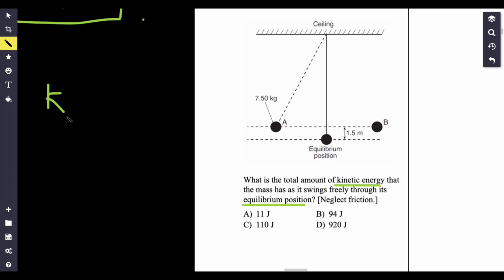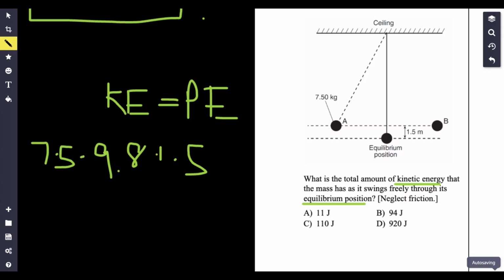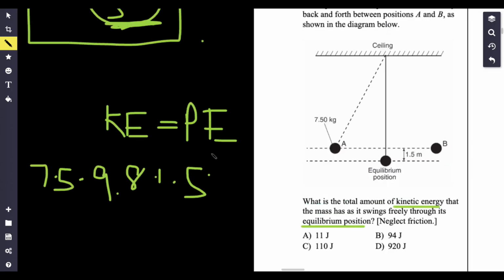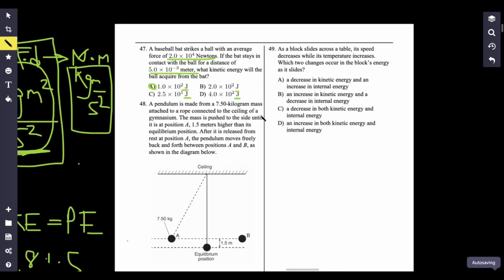We're going to use the same principle. Kinetic energy at the bottom is equal to potential energy at the top. What's the potential energy at the top? mgh, right? Mass times g times the height, which is 1.5. 7.5 times 9.5 times 1.5, that's 106. So that is approximately, for number 48, pretty sure that is C, if I am doing my maths correctly.